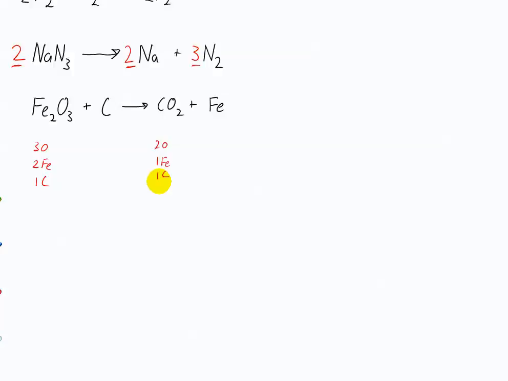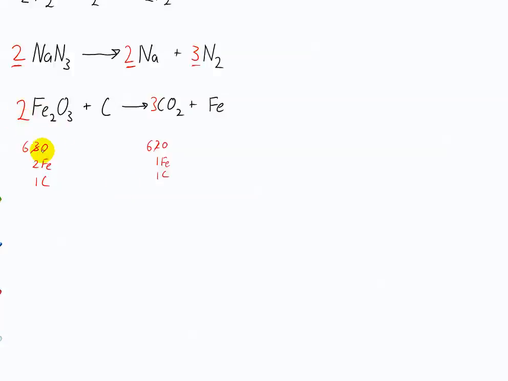Yeah, 2 and 3. So we end up with 6 here. If we put a 2 there, we now have 6 oxygen here. And that means we need a 3 there so that we have 6 here. So you always need to multiply the coefficient by the little subscript number to figure out how many total atoms you have. Okay, now what about the iron?